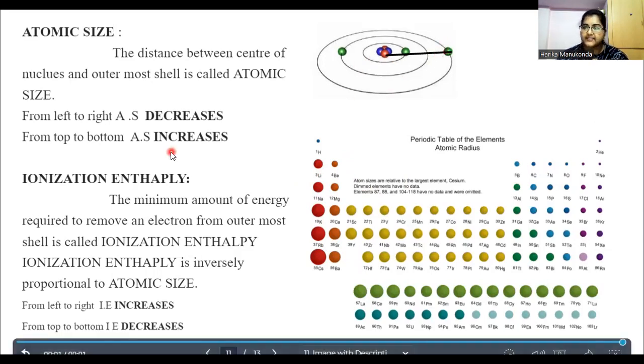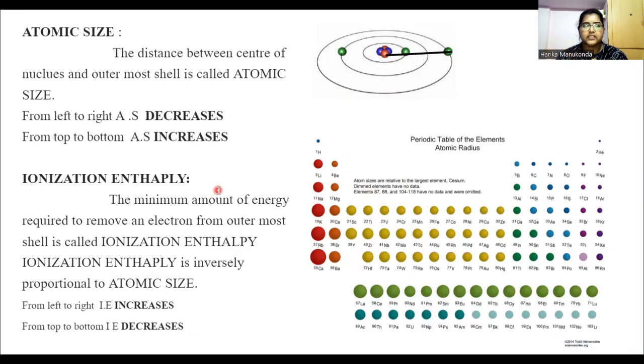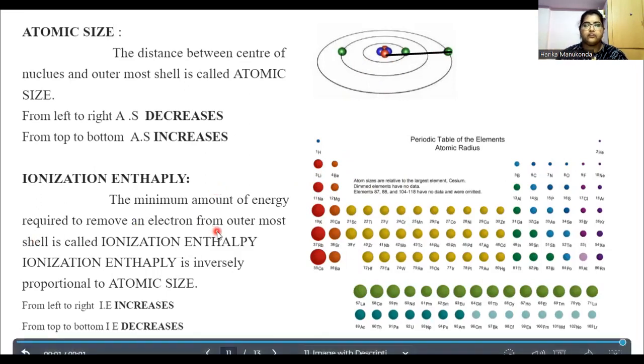Now let's go to ionization enthalpy. What is ionization enthalpy? Listen carefully: the minimum amount of energy required to remove an electron from the outermost shell or valency shell is called ionization enthalpy. So if you see here, the distance between the nucleus and the outermost shell is big or small? Very big, right? And very large. For fluorine, the distance between the nucleus and the outermost shell is less or more?